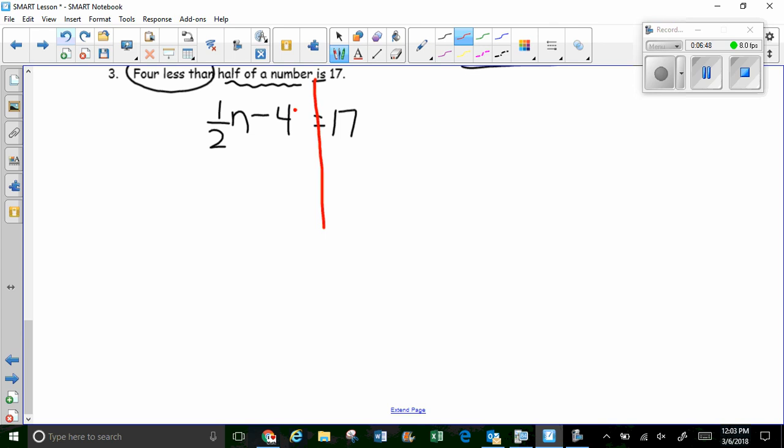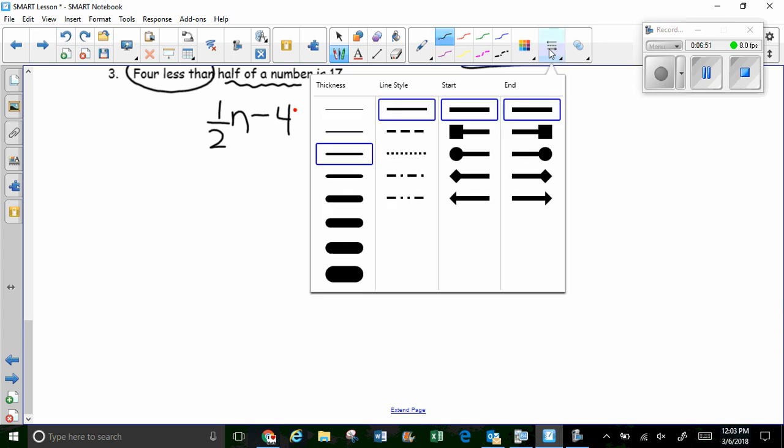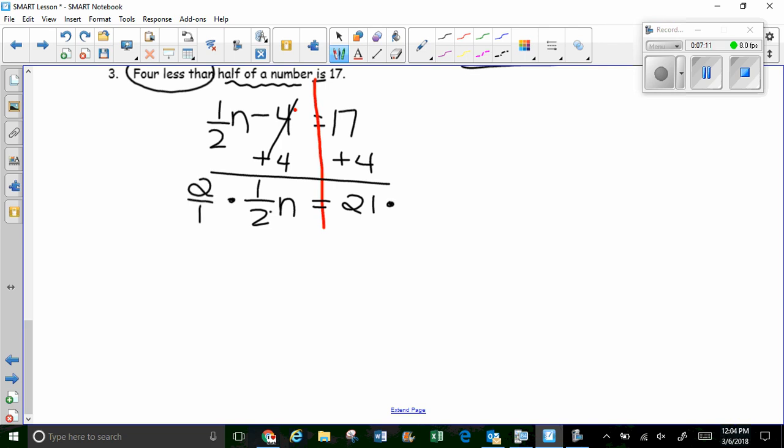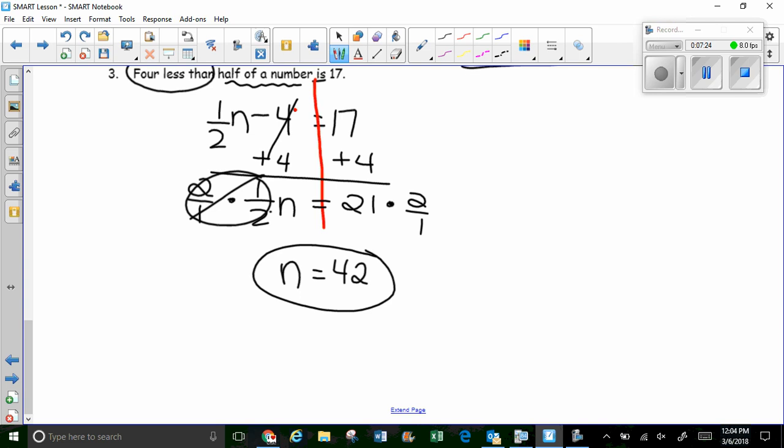And now I'm going to solve. I'm going to start by adding 4 on both sides, which will give me 1/2 n equals 21. And now how do I get rid of this 1/2? Well, anytime I want to get rid of a fraction coefficient, I'm going to multiply by the reciprocal. So in this case, it would be 2 over 1. And 2 over 1 times 1/2 cancels out to just give me 1n. And then, of course, 2 times 21 is 42. So there's your answer.